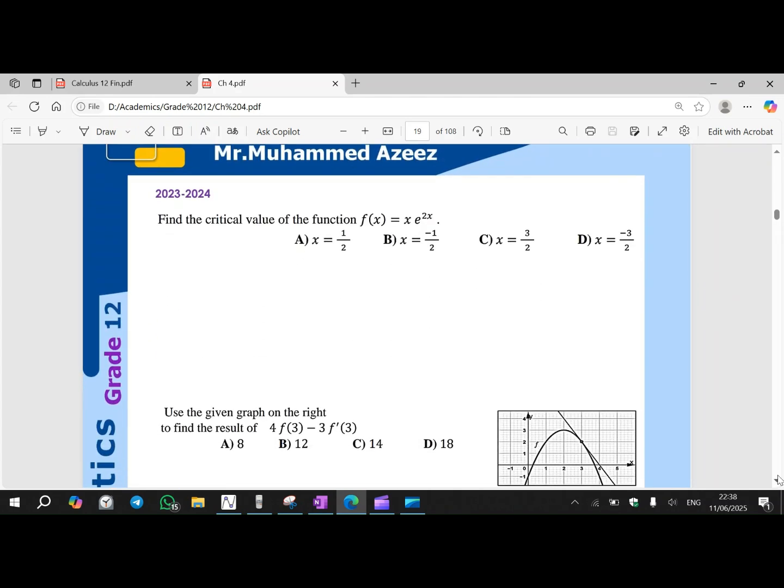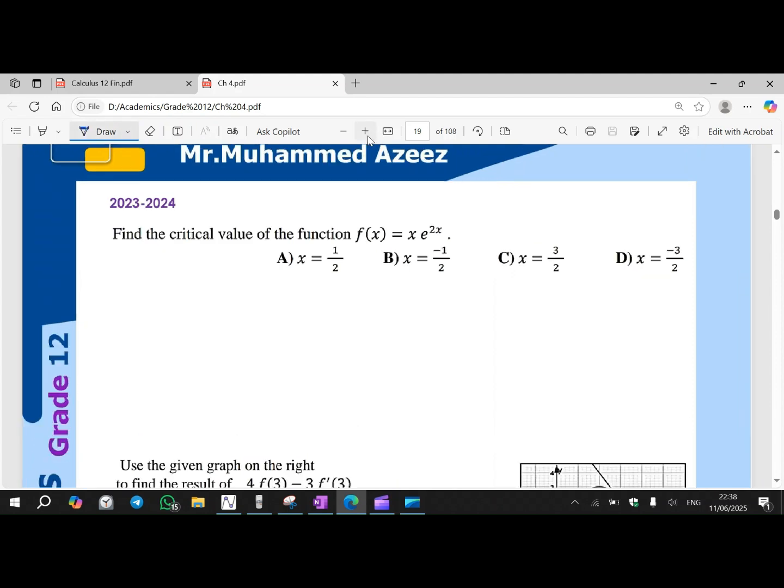Okay, these questions are pretty fine. Let's do this Wizadi question of 2023-2024. The question says find the critical value of the function f(x) equal to x e to x. All right, in order to find critical value, we need to find the derivative first.